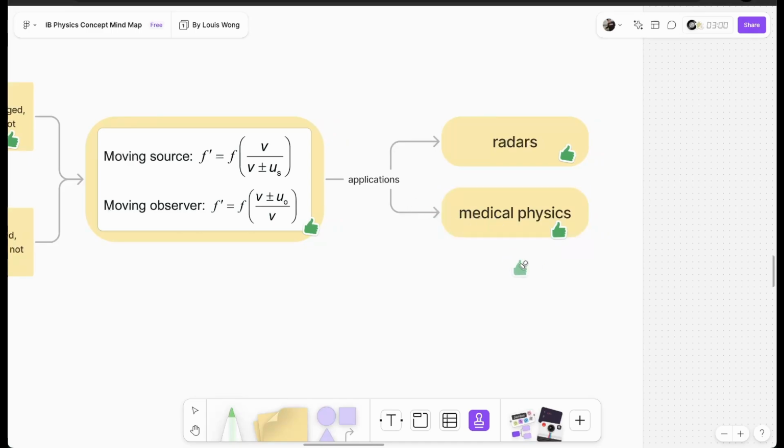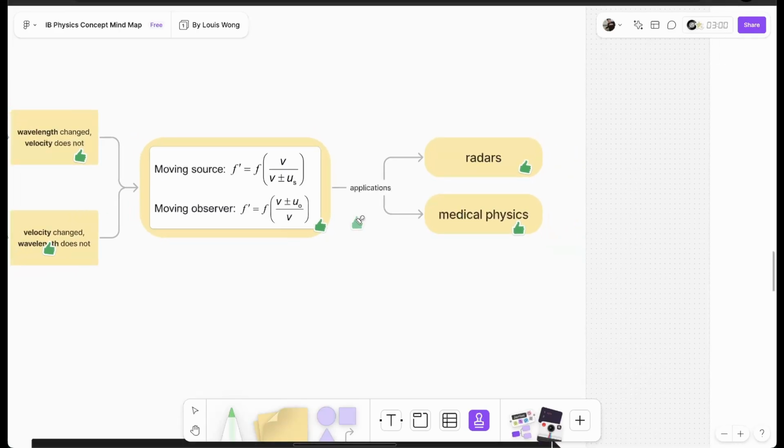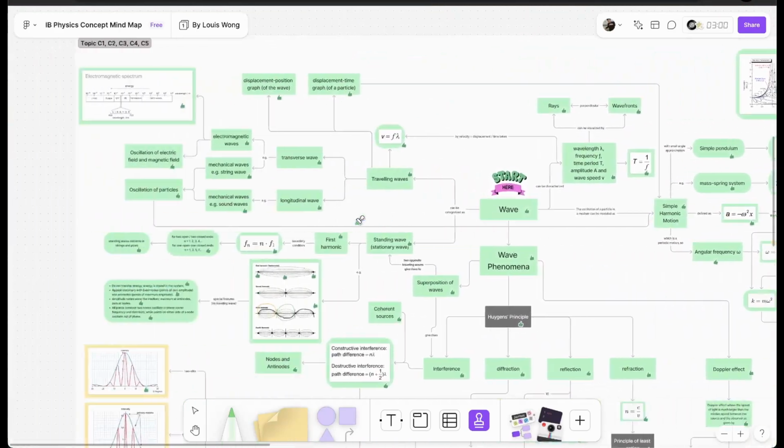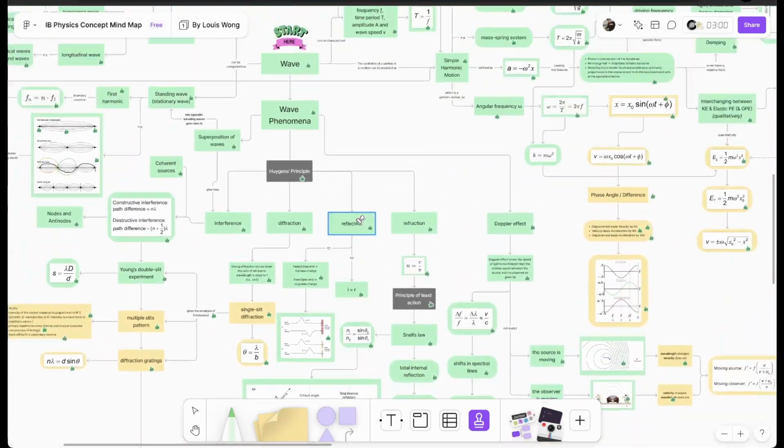Similarly in medical physics, you can also measure, for example, the red blood cells using ultrasound by measuring the shift in the frequency. All right, and I think that's it for the whole topic C.